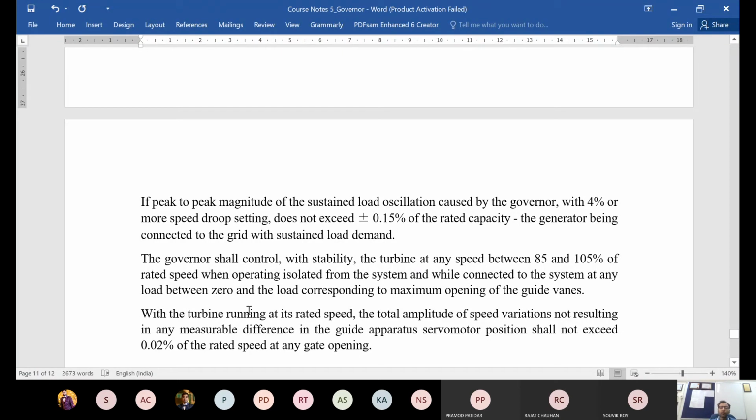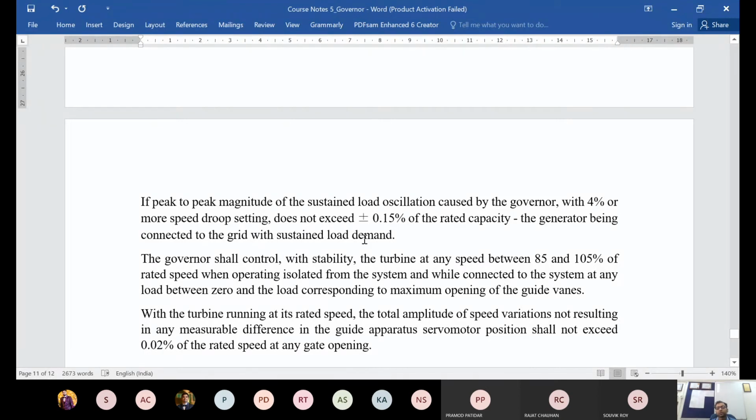And the third point: with the turbine running at its rated speed, the total amplitude of speed variations not resulting in any measurable difference in the guide apparatus servo motor position shall not exceed 0.02% of the rated speed at any gate opening. So what it means is that when you have the machine running at the rated speed and without any load change, in a stable fashion, then what you want is that the fluctuations, which might be due to some stray reasons, should not be more than 0.02%.